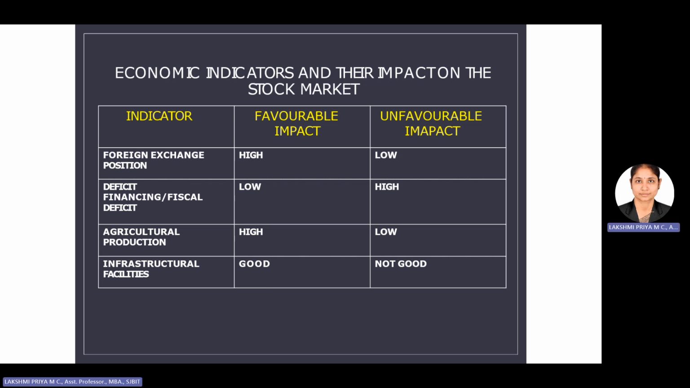How does the tax structure impact the stock market? Every year during March, the business community eagerly waits for the statement from the government regarding the tax policy. Concessions and incentives given to a particular industry will encourage investment in that particular industry.